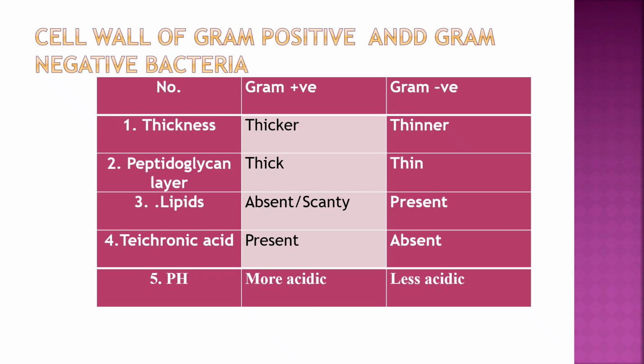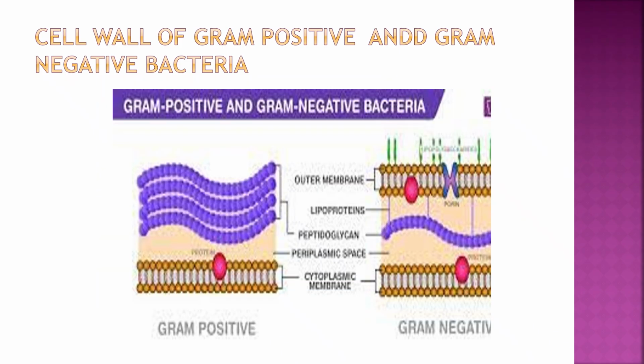So here you can see the cell wall of the gram positive and gram negative bacteria. As I already mentioned, the thickness of gram positive is thicker, gram negative thinner, and the pH is more acidic in gram positive, therefore more strong bonds are formed with basic dyes. Gram negative bacteria are less acidic, so less strong bonds are formed. Here is a pictorial diagrammatic presentation of gram positive and gram negative bacteria, in which you can see in gram negative bacteria the lipopolysaccharide layer is more, and in gram positive bacteria the cell wall is thick because the peptidoglycan layer is more, plus teichoic acid.